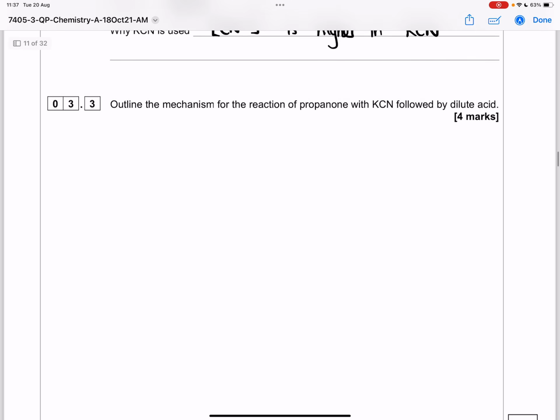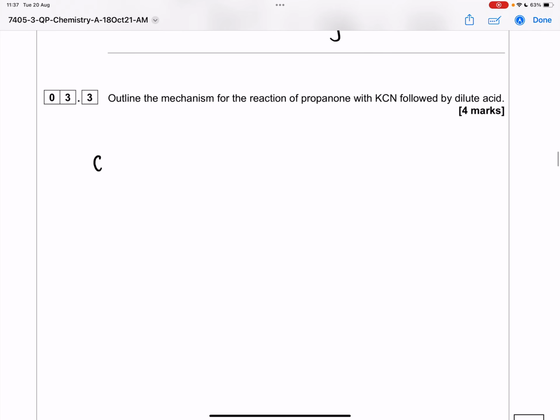Outline the mechanism. So propanone, so it showed us the structure at the top, CH3, C double bond O, CH3. We don't put the metal in the mechanism, we're using the cyanide ion where the lone pair is on the carbon, and it has that minus charge. It's going to attack the delta plus carbon, and the double bond is going to open up. This is a nucleophilic addition that we're doing here.